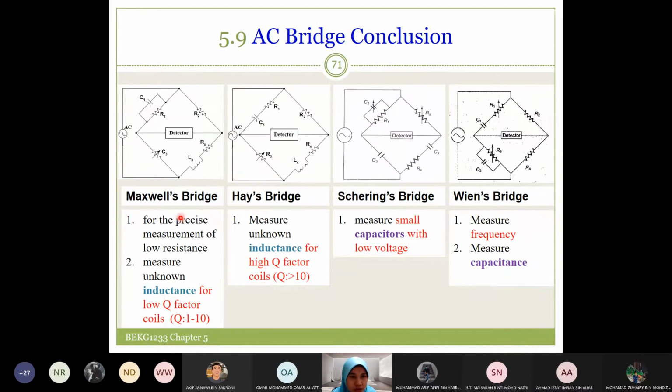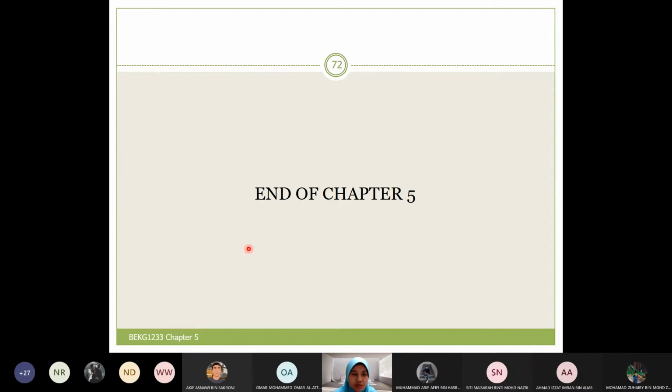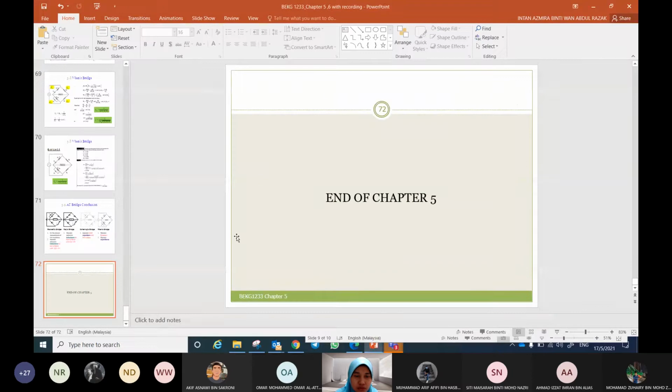So from the conclusion, Maxwell and Hay bridges find unknown inductance, Schering and Wien's bridges find unknown capacitance. Wien's bridge measures frequency as well. We are at the end of chapter 5. Now we go to the tutorial.